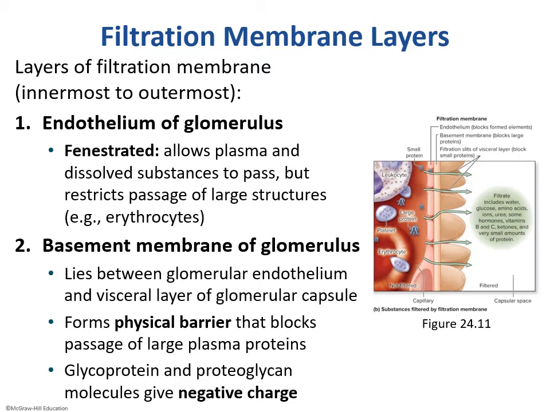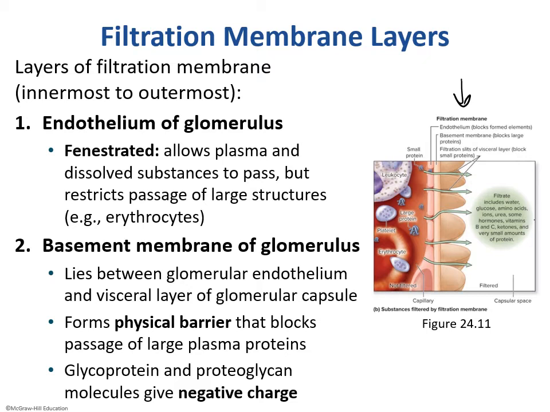So that's going to lead us to this next portion of our filtration membrane, which is the basement membrane of the glomerulus. So this is going to be in between the glomerular endothelial cells and the visceral layer of our glomerular capsule. So looking at this image over here, it's this portion, this kind of lighter peach portion. And what this is allowing us to do is it actually forms a physical barrier that is going to block any of those large plasma proteins.